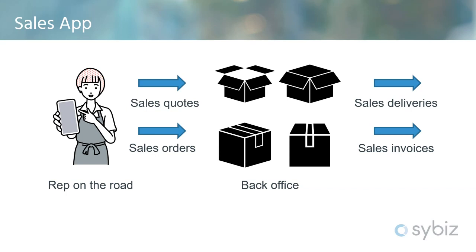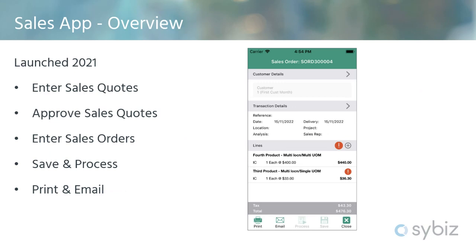And of course, you can have sales picks and things like that in the mix in that back office process as well. So that's just giving you, I guess, the overview of where the sales app fits. And as far as the overview is concerned, it was launched in 2021. And as I said, you've got the ability to enter the sales quotes. You can also approve sales quotes through the app as well. And sales orders is the other option there.